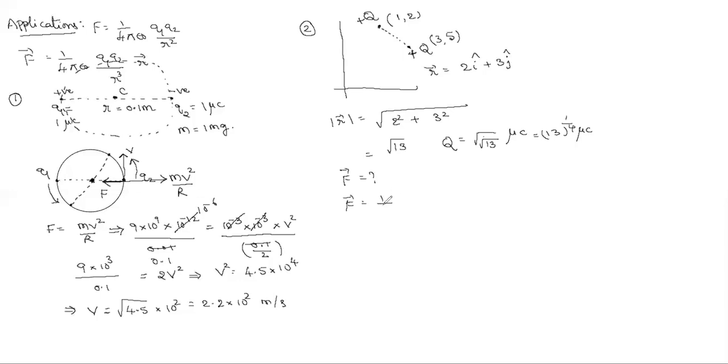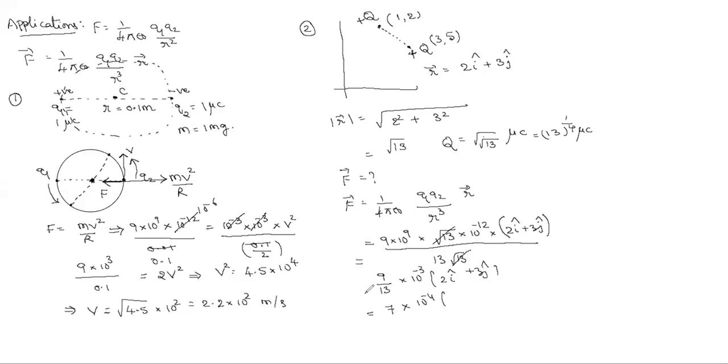Using the formula 1 by 4 pi epsilon naught q1 q2 by r cube into mod r bar, by doing some calculation, 7 into 10 power minus 4 into (2 i cap plus 3 j cap). Yes, correct, that is also no problem. So this is the vector form.